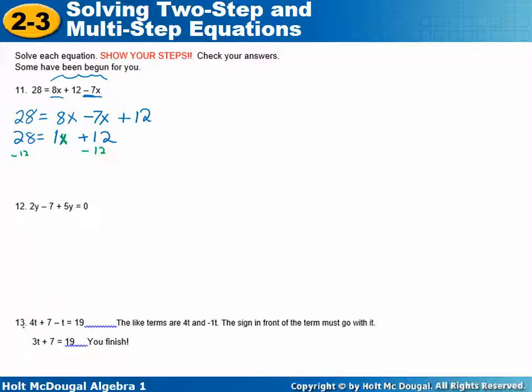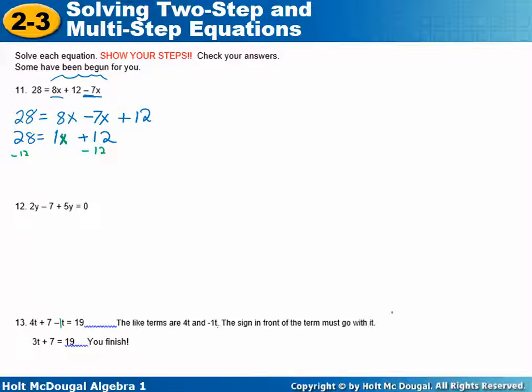In number 13, I want to look at this one. I started this, but I just want to point out why I did what I did. It was 4t plus 7 minus t, and I said that's going to be equal to 3t. And the reason is because you can put a 1 right here.